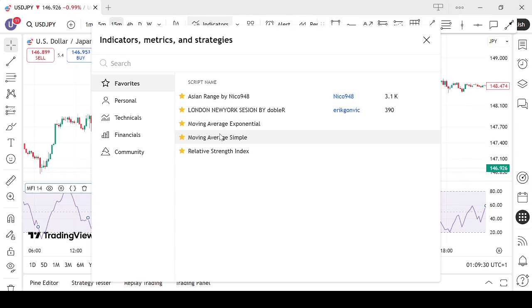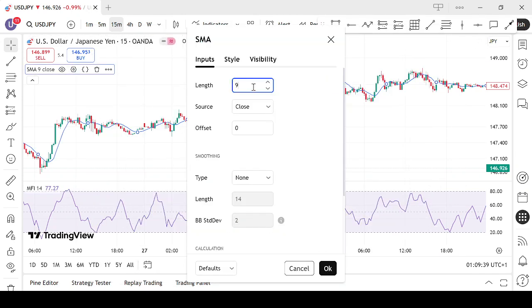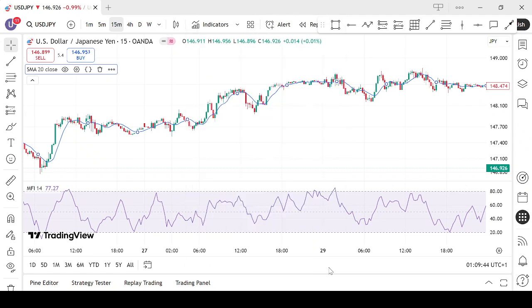So we're going to use a short-term moving average. We change our short-term moving average to the 20 period moving average to help us better understand how our MFI day trading strategy works.